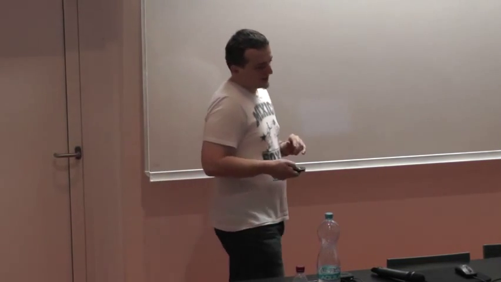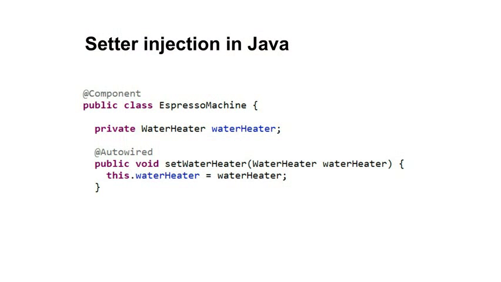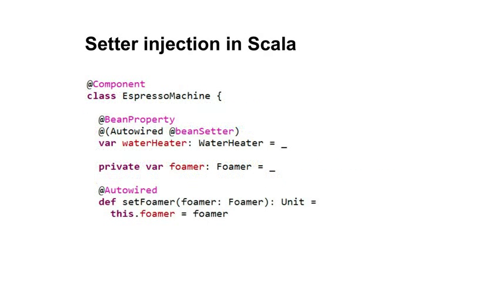So let's look at an example. This is an example of a setter-based injection in Java. There's no constructor. You just create basically Java bean style setters. You don't need any getters. And you annotate it with the autowired annotation. You still can use this approach in Scala, but it's not so nice as the constructor-based approach, I think.